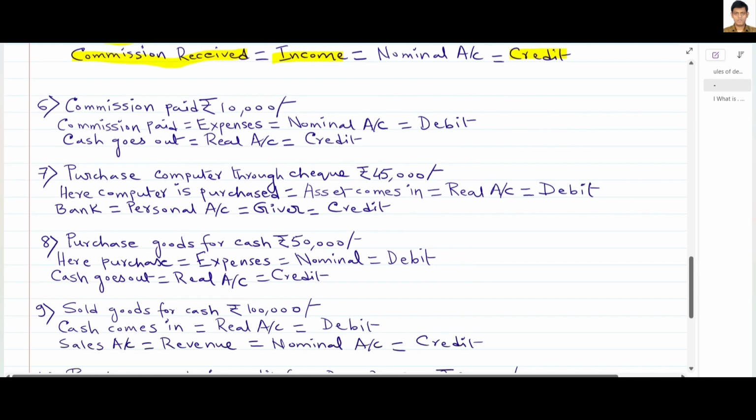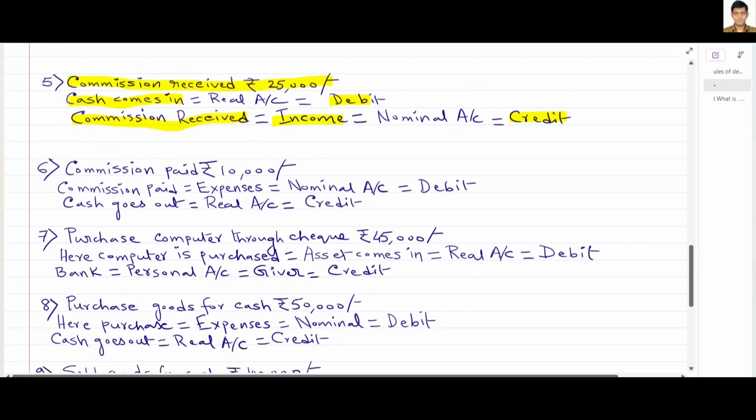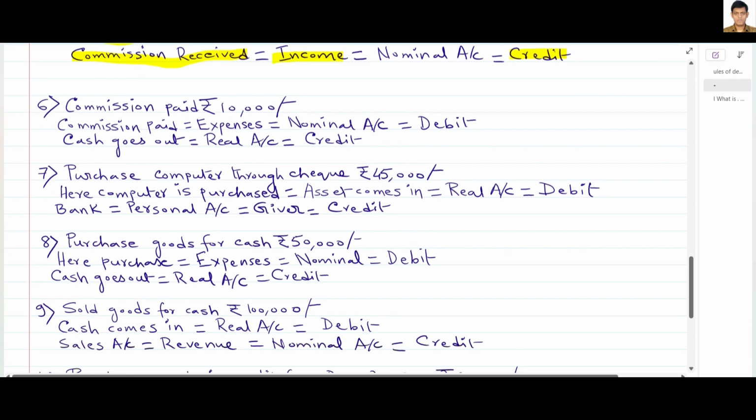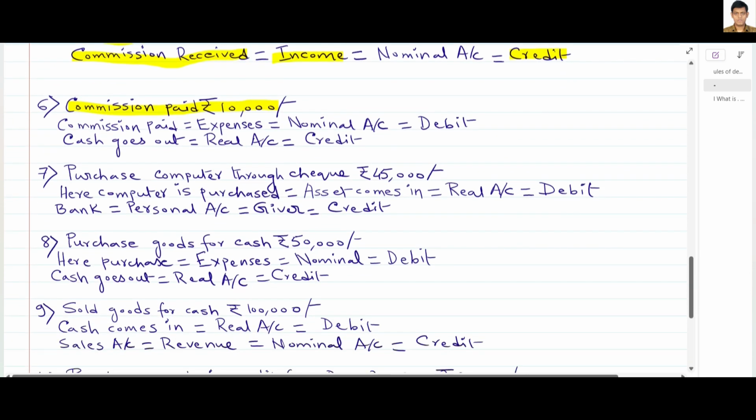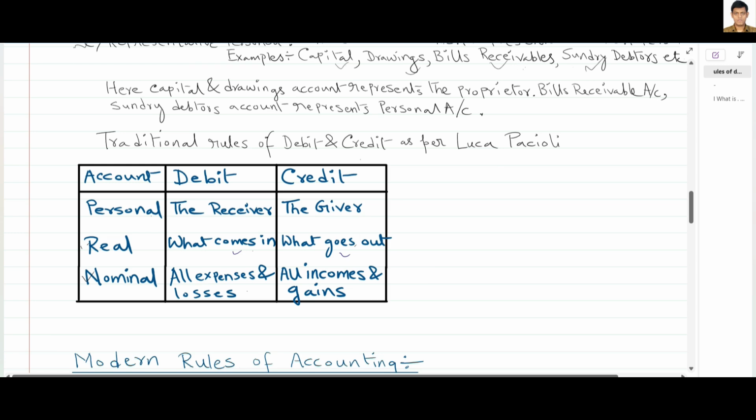Now in the next journal entry, commission paid rupees 10,000. Here we are assuming that once again commission is paid by cash. So here commission paid is an expense, and all expenses and losses belong to nominal account, and as per the nominal account rules all expenses and losses are debit.